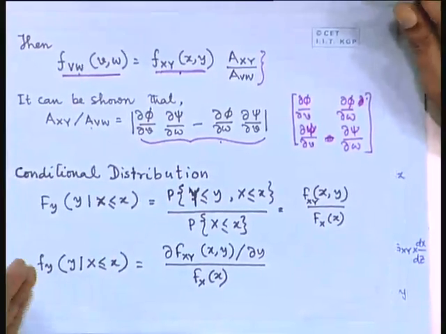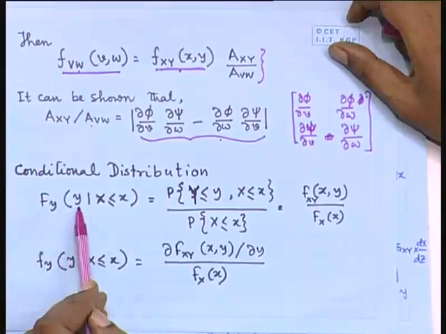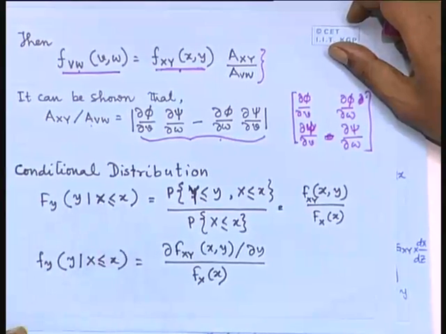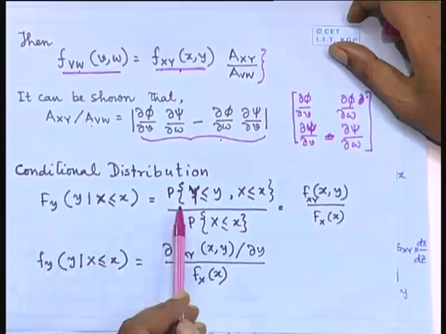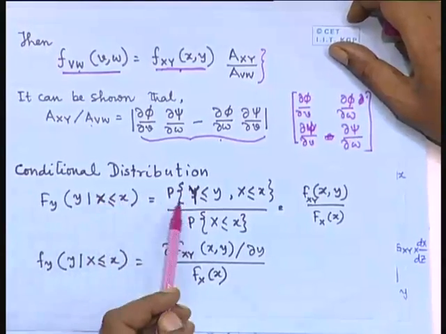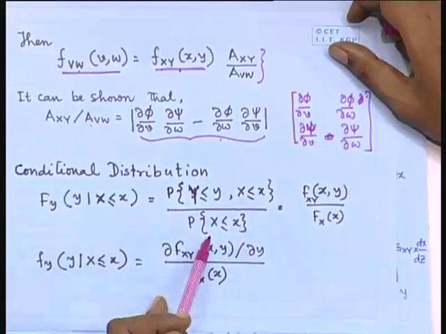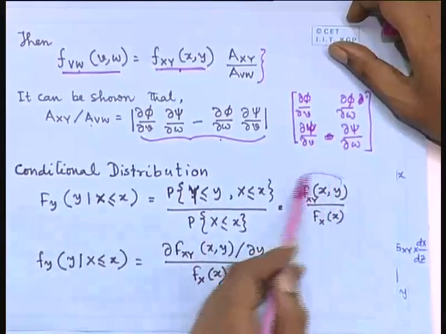And then conditional distribution is the same thing. For example, what is the probability of y less than or equal to y given that x is less than or equal to x, such things. Obviously, this is the Bayes formula. So the probability that y is less than or equal to y and x is less than or equal to x, divided by the probability that x is less than or equal to x. So, this is this.